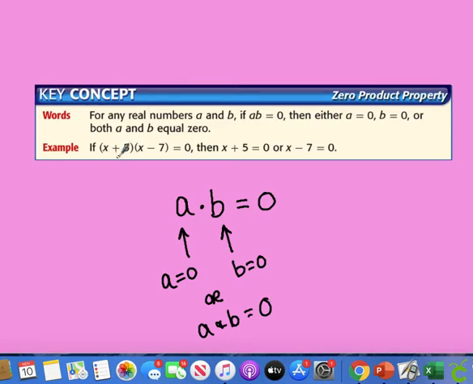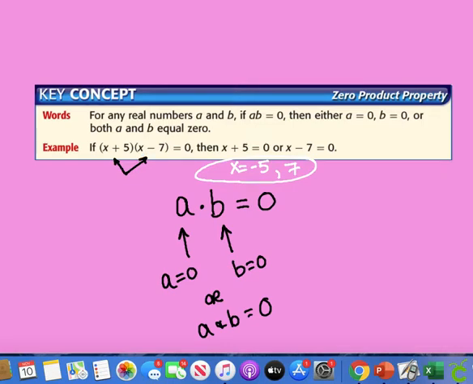If you can see in this example that we have it in factored form, to solve this when they're equal to 0, we're going to set each individual factor equal to 0, and then I can solve. This would give me x equals, when I subtract 5, -5. And this would give me, when I add 7, +7. So my two solutions to this factored form are -5 and +7.